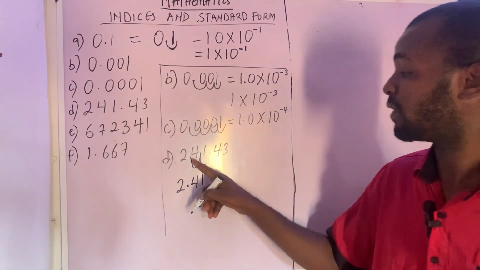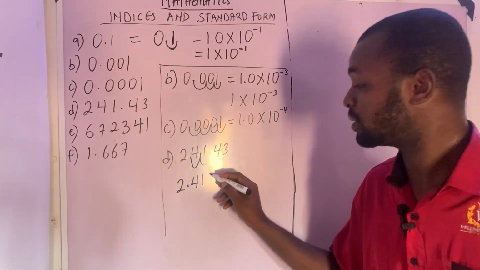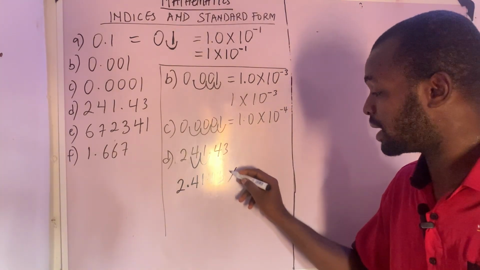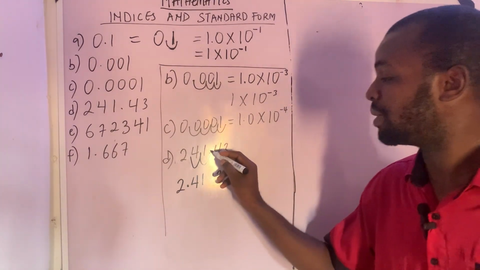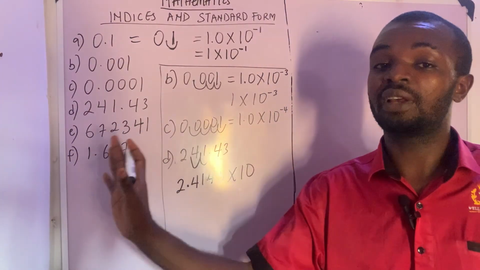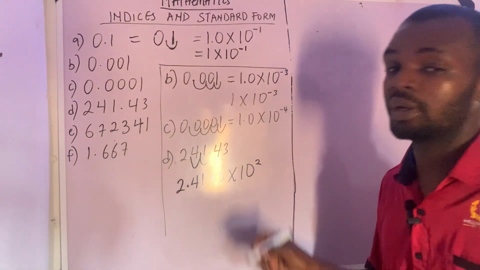0.41. Now, if you're writing the answer, you're going to have these two things too. So 2.4143 times 10 raised to power. How many times did you shift? 1 and 2. And remember, if you are shifting to the left hand side, it's not having minus, so it becomes times 10 raised to power 2.